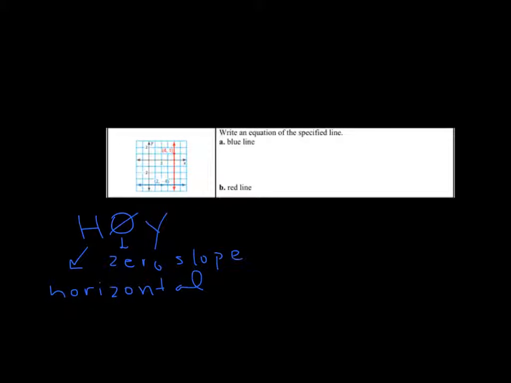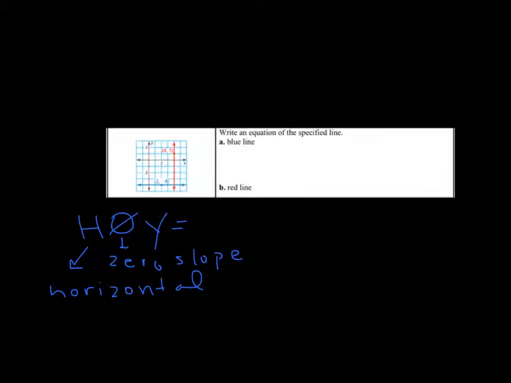Back in the first 6 weeks, we talked about horizontal and vertical lines, and I taught you a little acronym. For horizontal lines, I told you to memorize the phrase HOI. The H stands for horizontal. The O stands for zero slope. And the Y, I told you to write Y equals. So we've been using the H, horizontal lines, and the O, zero slope, and today we're going to focus on the Y equals part.